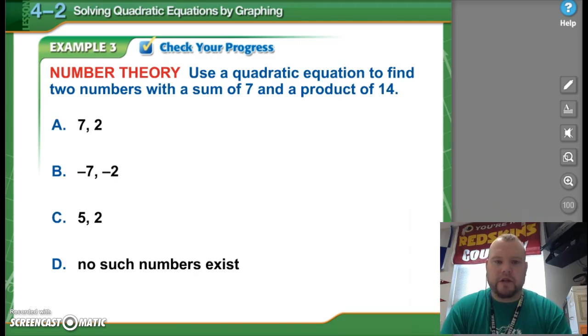Alright, here's one for you guys to try on your own. You need to use a quadratic equation to find two numbers that have a sum of 7 and a product of 14. Pause the video for as long as you need. When you have your answer, come back and move to the next slide and check the answer.